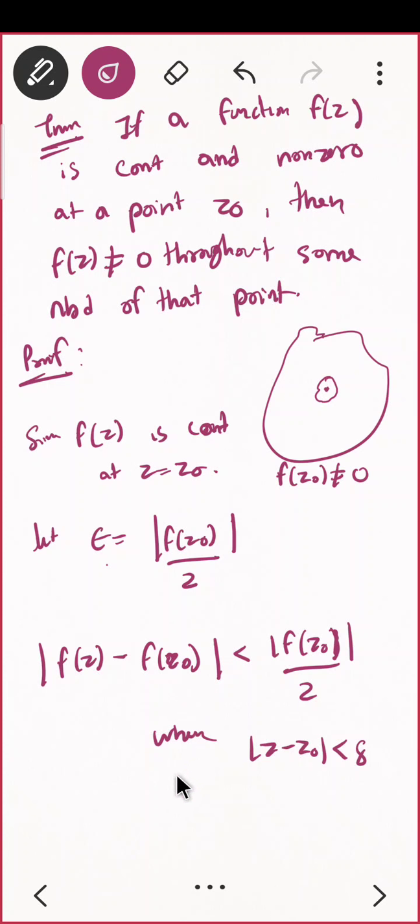Now do you see some contradiction? If I assume this, then what I have to prove is that the function is non-zero throughout some neighborhood of this point, correct? Suppose in this neighborhood I am taking my function as 0, that means my f of z will be 0, then do you see some contradiction? This part will be 0, you will be remaining with f of z naught, and that is less than f of z naught by 2. Is that true? That is definitely not true, correct?